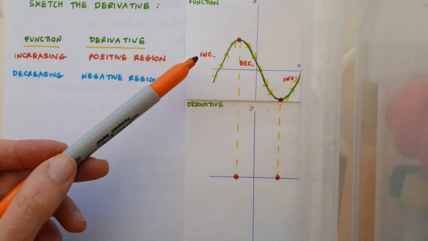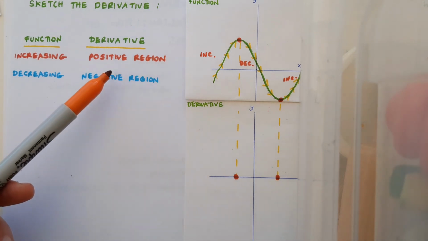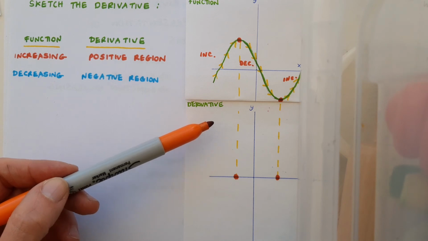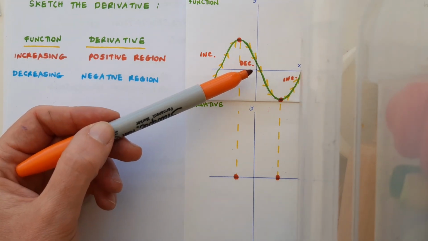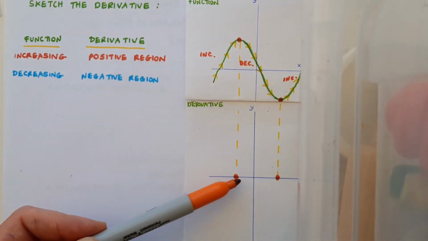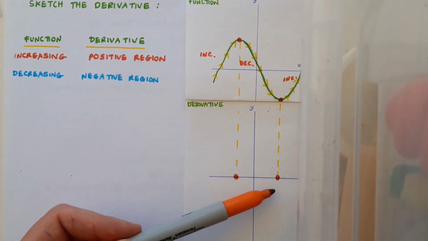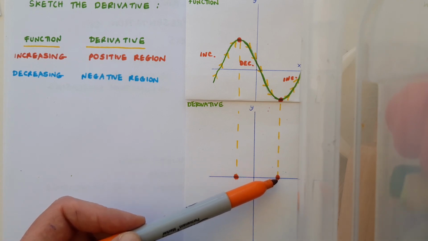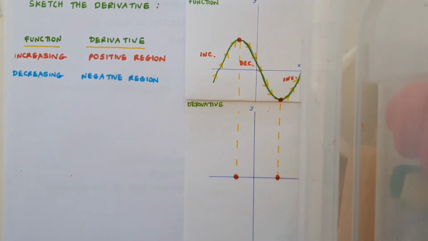So first of all, I'm increasing. Okay, increasing means I'm in the positive region in the derivative. So positive region is up here. And then my function is decreasing. So decreasing means the negative region. So when it's decreasing, which is between my turning points, I'm going to be underneath the x-axis. And then once it gets past that second turning point, it's increasing again, so back up into the positive region.